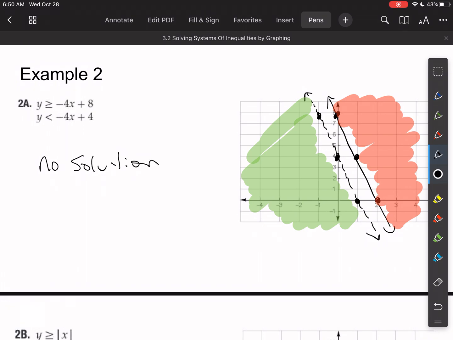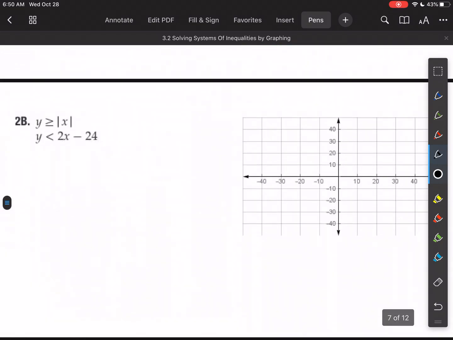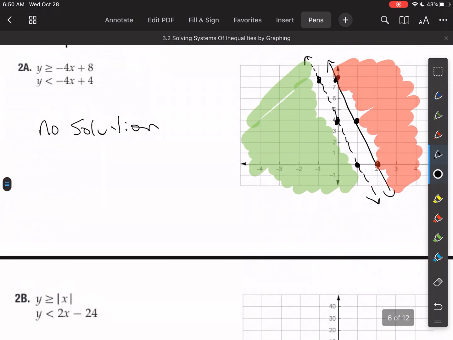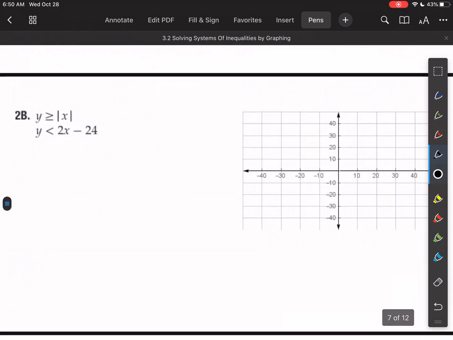All right, and then we're going to keep cruising now. Let's look at another one where we may or may not have a no solution. I don't know. Let's check it out. So for this one, this is y is greater than or equal to the absolute value of x. Looks just like the one that we did before. So I kind of know what that one graphs like.